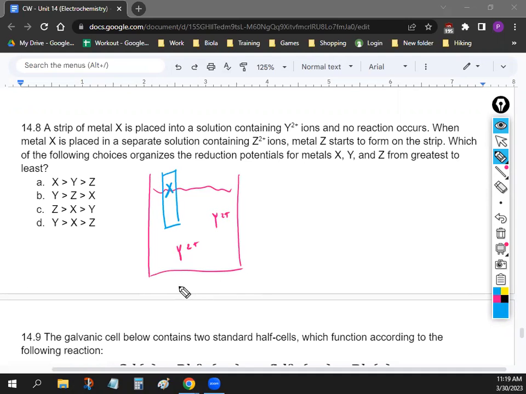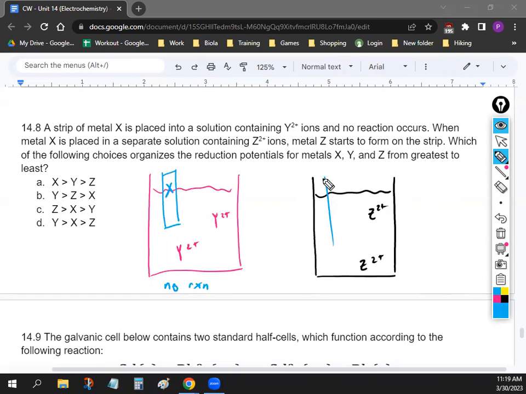And then there's no reaction. Okay, there is no reaction. All right, and then there's another container. So we put X inside another container, and the other container contains Z2+ ions. So we put the same metal in a different container, and there is a reaction.